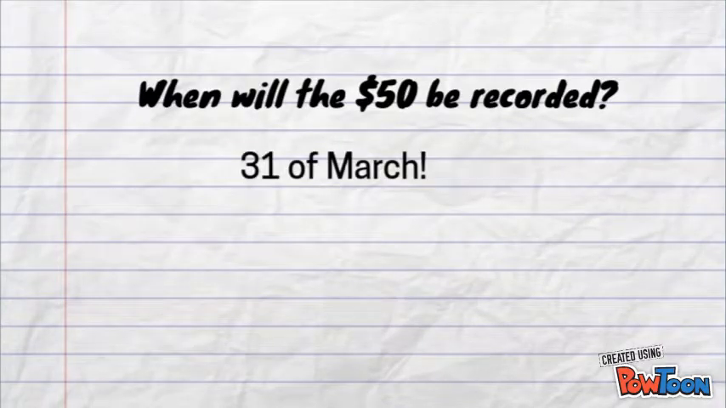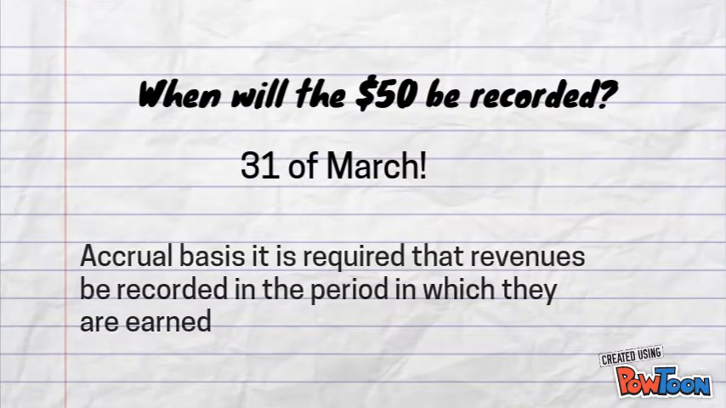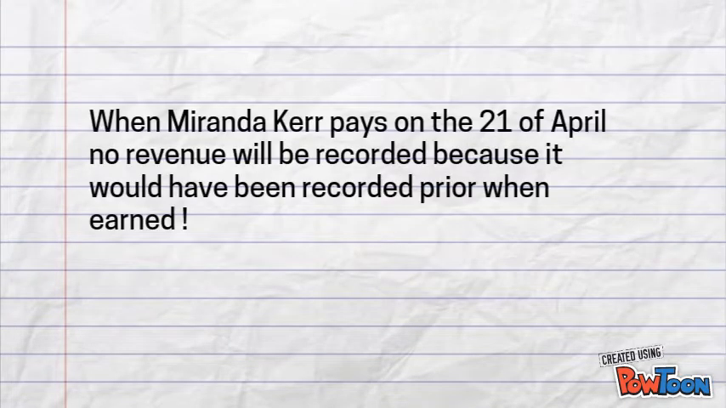31st of March. Under the accrual basis, it is required that revenues be recorded in the period in which they are earned. Therefore, when Miranda Kerr pays on the 21st of April, there will be no revenue recorded, as it would have been recorded prior when earned.